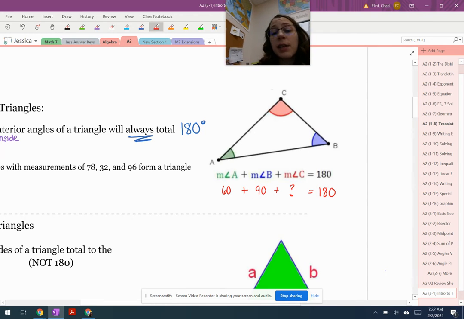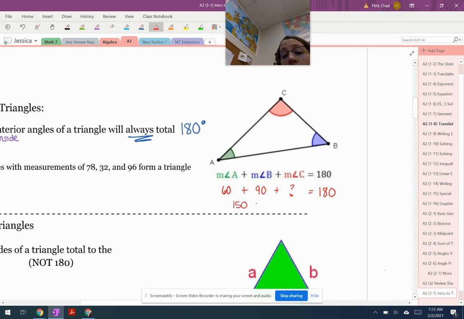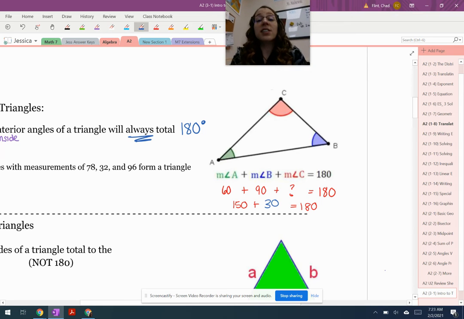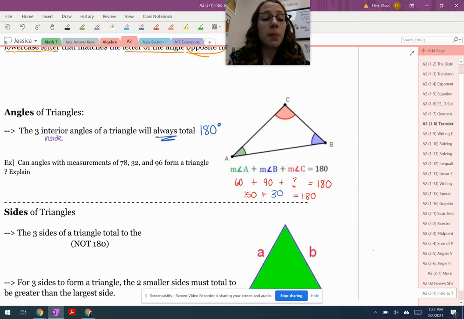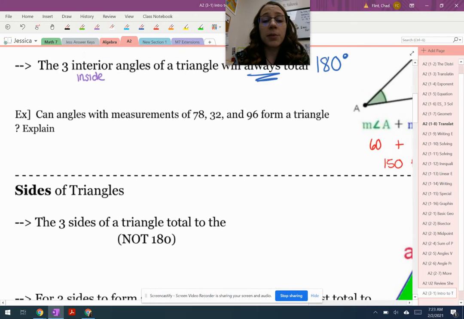Well, 90 plus the 60 is going to give me 150. 150 plus what has to give me 180? That would be 30. So angle C has to be 30. In order to be a triangle, the angles have to add up to 180. No exceptions.